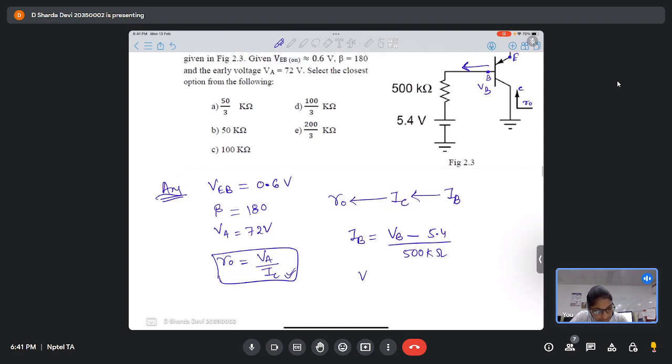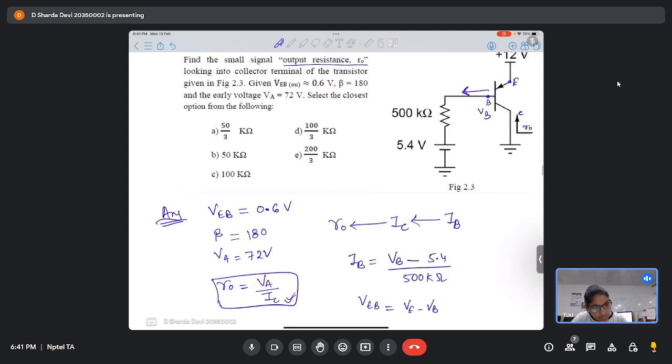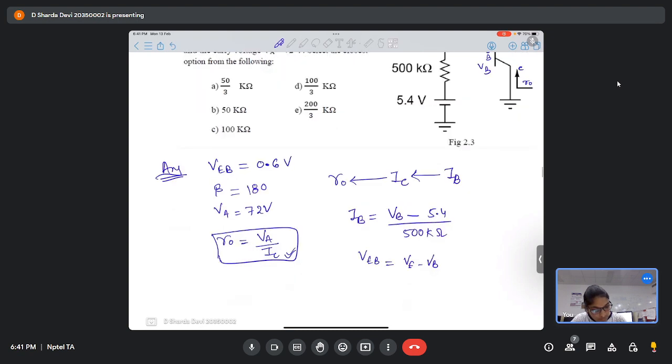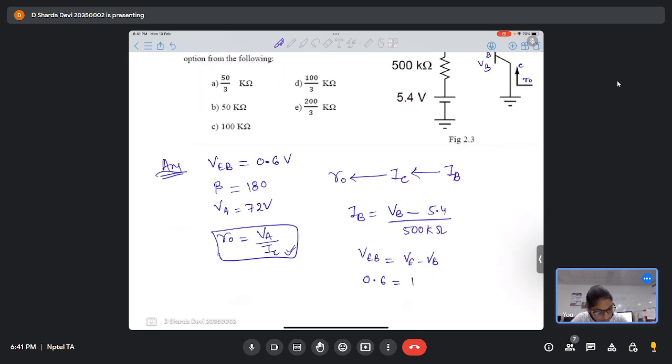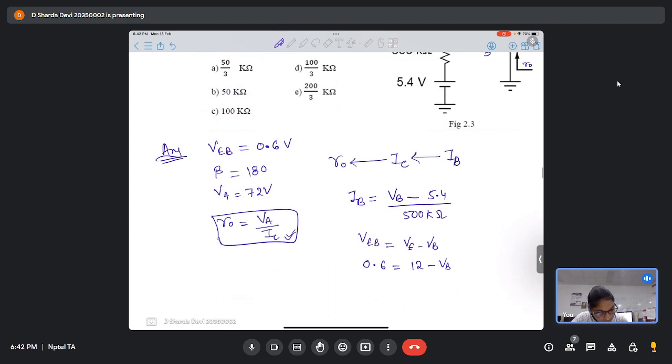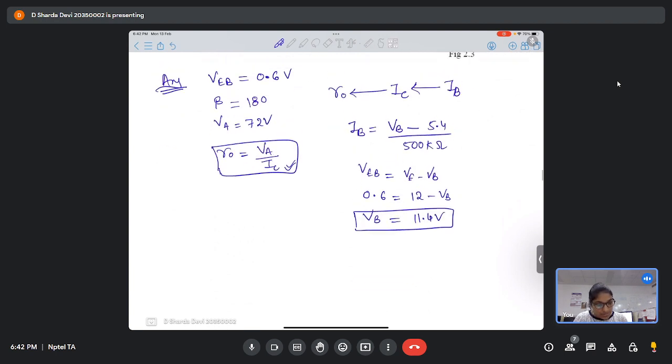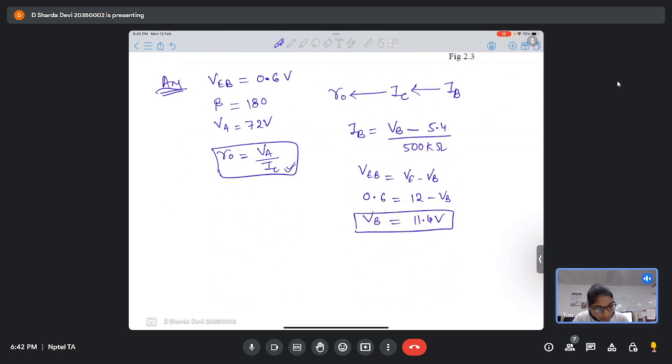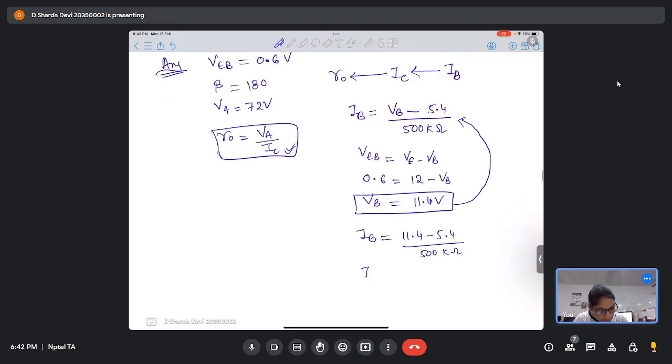Now VEB is known, which is VE minus VB. Here how much is VE? VE is 12 volts. So 0.6 equals 12 minus VB. So how much is VB? It's actually 11.4 volts. So we have got VB. Now we can substitute it here. So IB will be 11.4 minus 5.4 by 500 kilo ohms. So how much is IB?